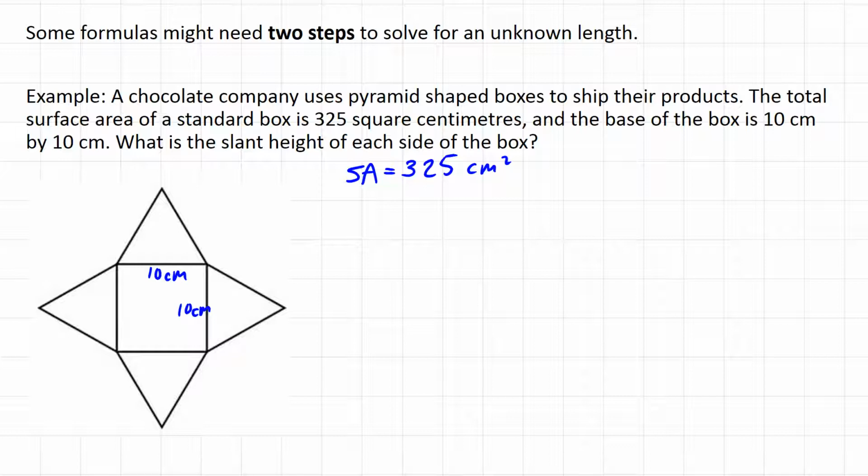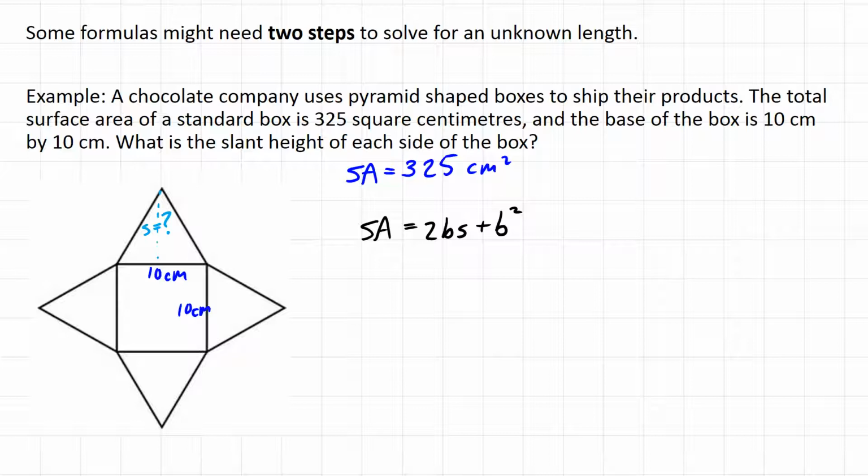What's the slant height? So they're asking us, what is the slant height along the side of the pyramid box? Now, you'll remember from our formulas for square-based pyramids, we call this the letter S. So we want to know, what does S equal? To solve a question like this, we always have to start with that surface area formula. So the surface area of a square-based pyramid from our formula sheet is 2bs plus b squared.